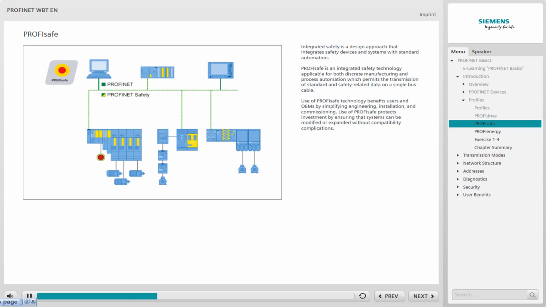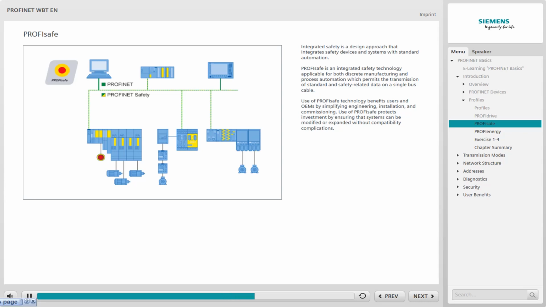ProfiSafe is an integrated safety technology applicable for both discrete manufacturing and process automation, which permits the transmission of standard and safety-related data on a single bus cable. Because many suppliers cooperated in the development of this profile, a vast array of compatible products and systems are available.